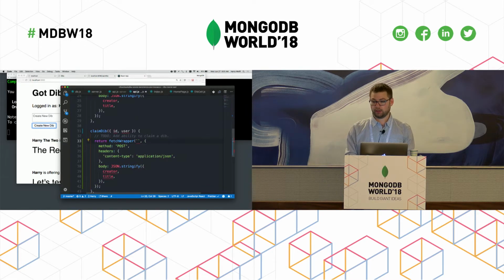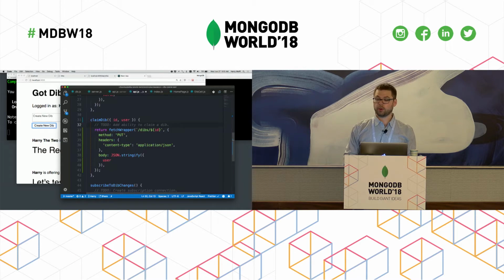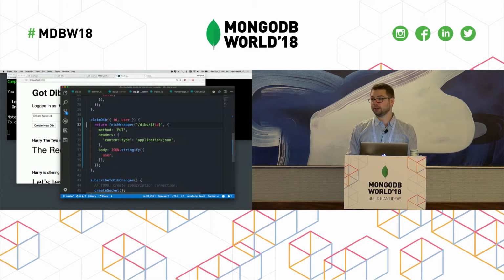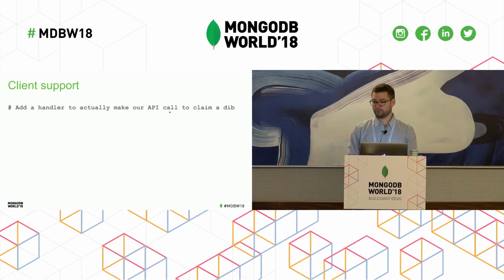So we're going to use template strings for JavaScript. We're going to do dibs / this, and have this ID be interpolated into the string itself. And if you remember, the method is a put. The content type is still application JSON. And then the data that we want to pass in is just the user. So this is the method to claim a dib on the client. Similar to post, but we put it in its place.